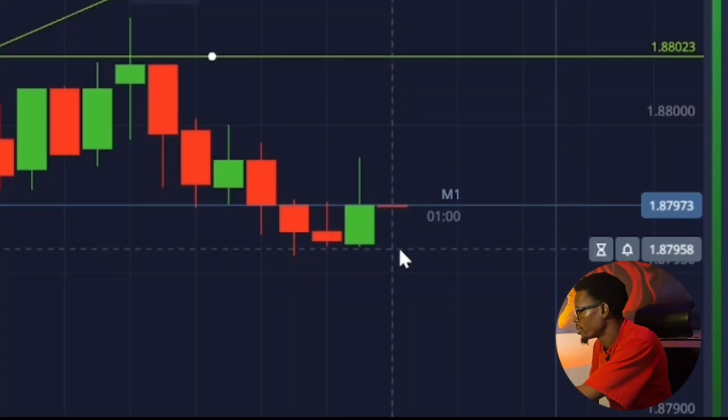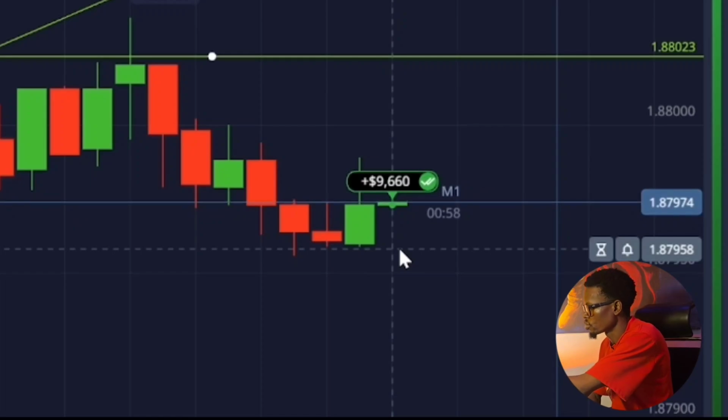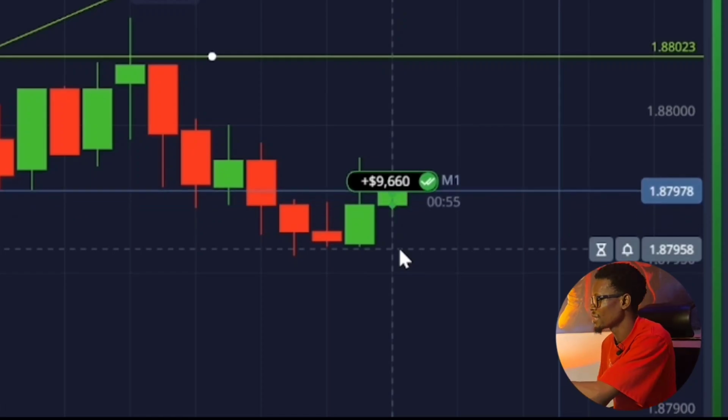It is a beautiful entry from the buyers, as you can see right here, but that was not enough to stop us. We just made $9,600, as you can see right here.